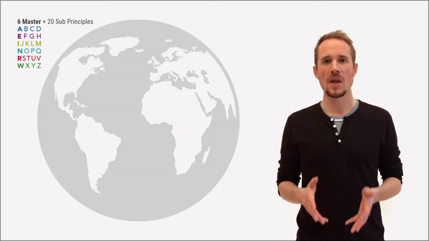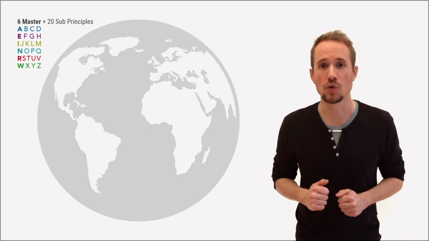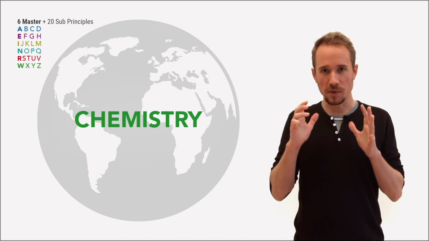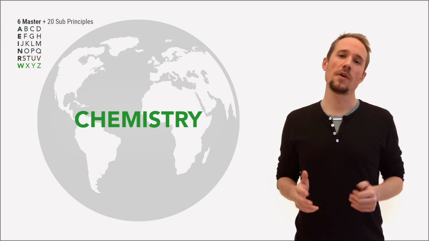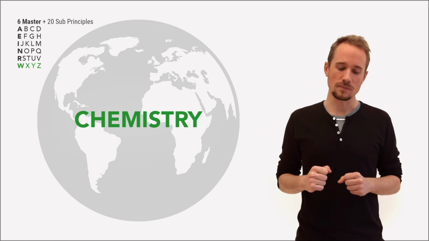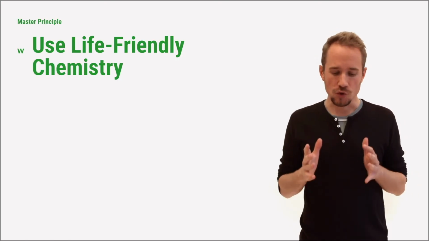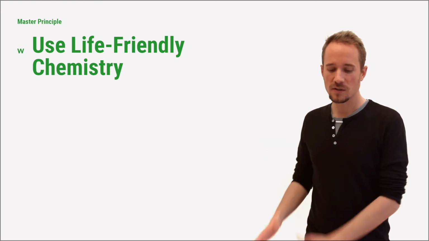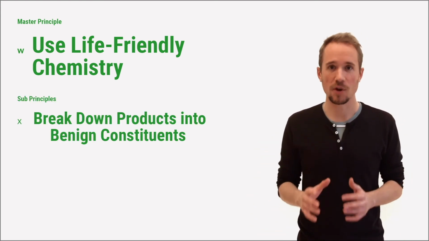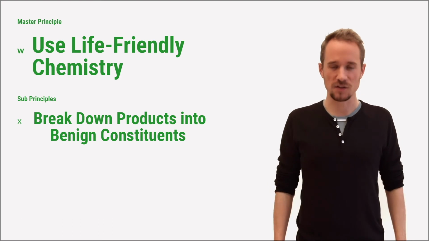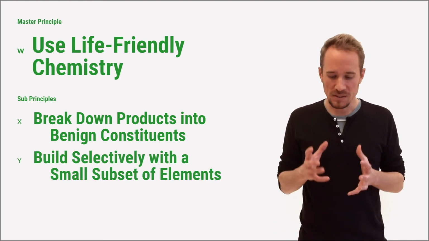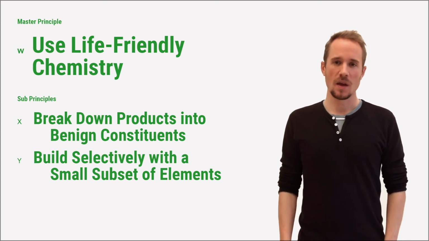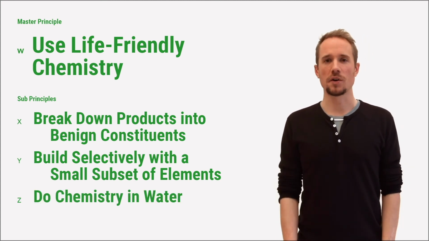So, how does life on Earth do chemistry? We're going to be looking into 4 principles, starting with the master principle, use life-friendly chemistry, and 3 sub-principles: break down products into benign constituents, build selectively with a small subset of elements, and do chemistry in water.